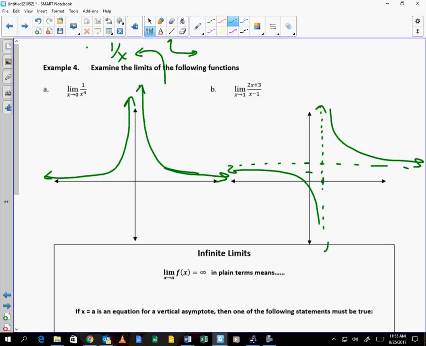What am I approaching? x is going to approach 0. From the left or the right or both? Both. Let's approach from the left. How about from the right? Are those the same? Therefore, the limit is infinity.